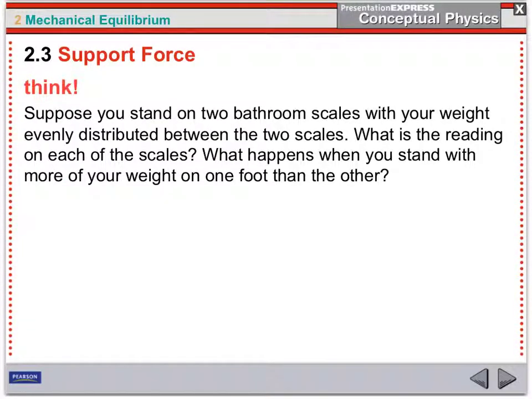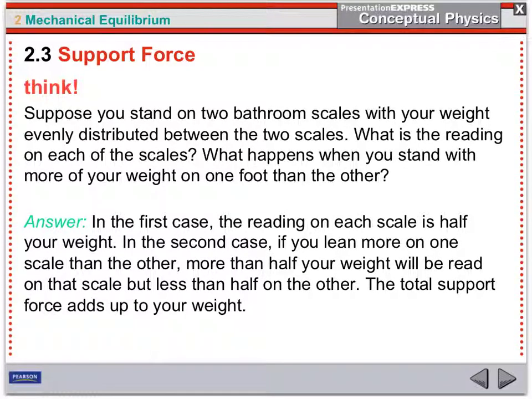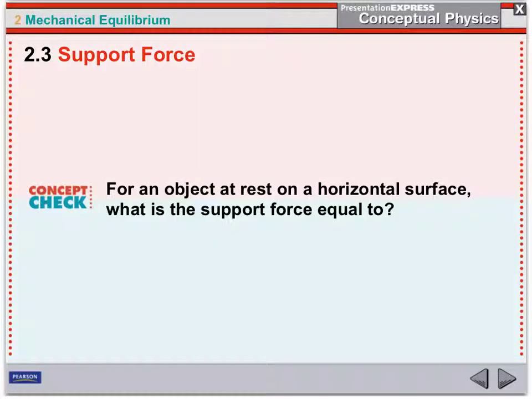Now, what if you stood on 2 scales and you did it evenly? What would the reading be? And then what if you were on 2 scales, but you weren't even? Think about what would happen there. Well, that's just like the lab that we did. In the first case, it can be half and half, and in the other one, it won't be half. One will be more than the other, but once again, they should add up to total your weight.